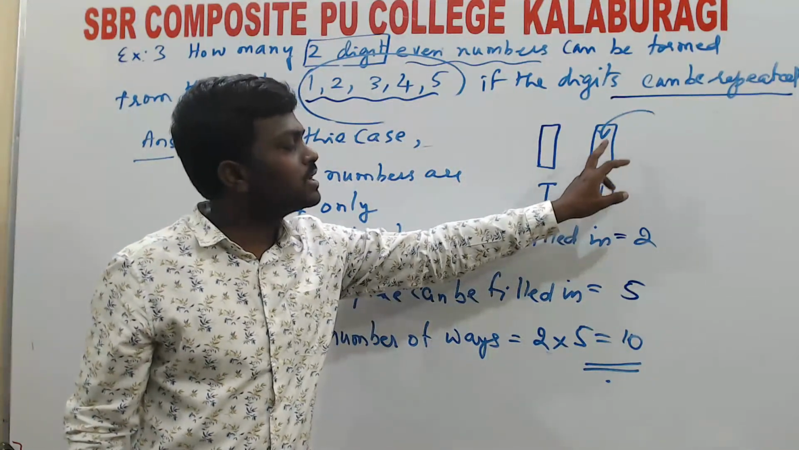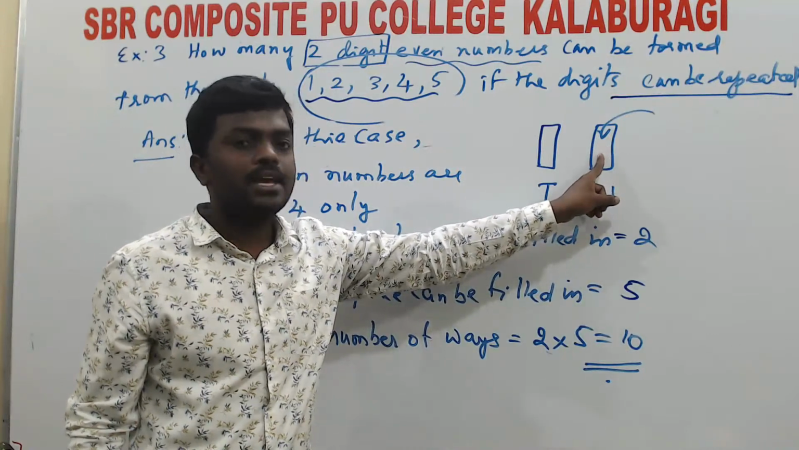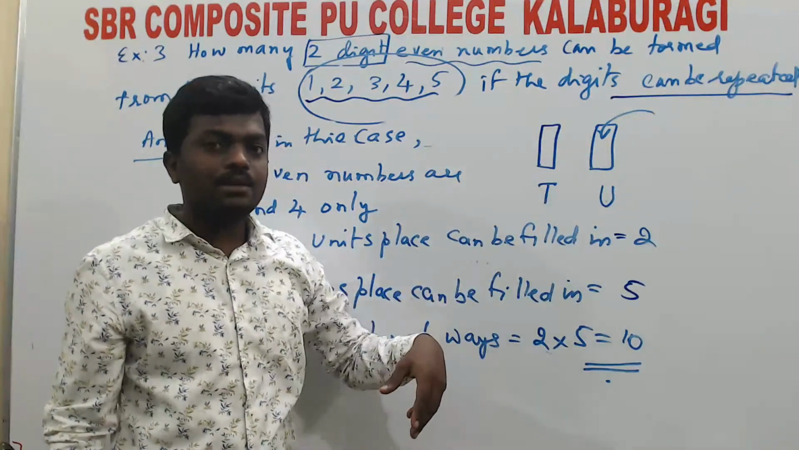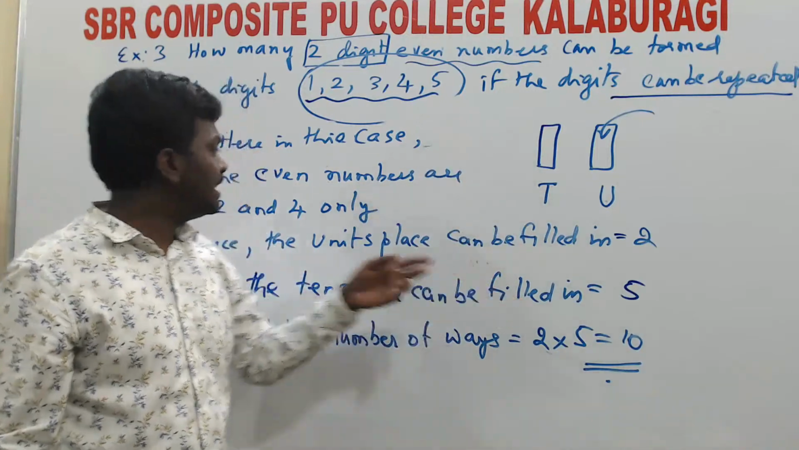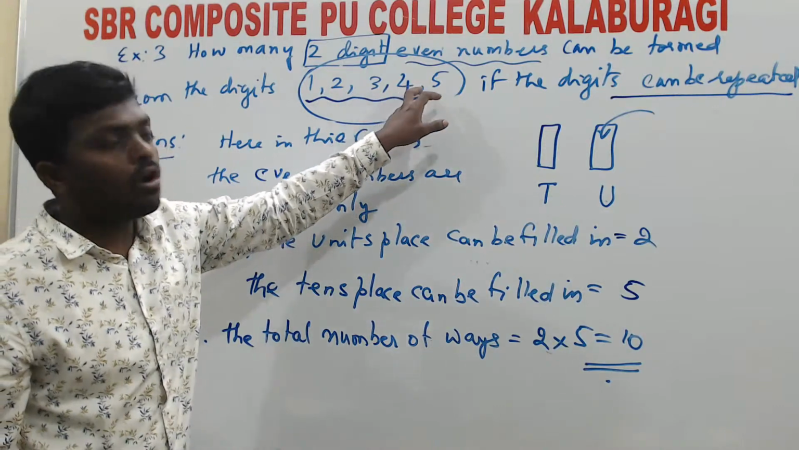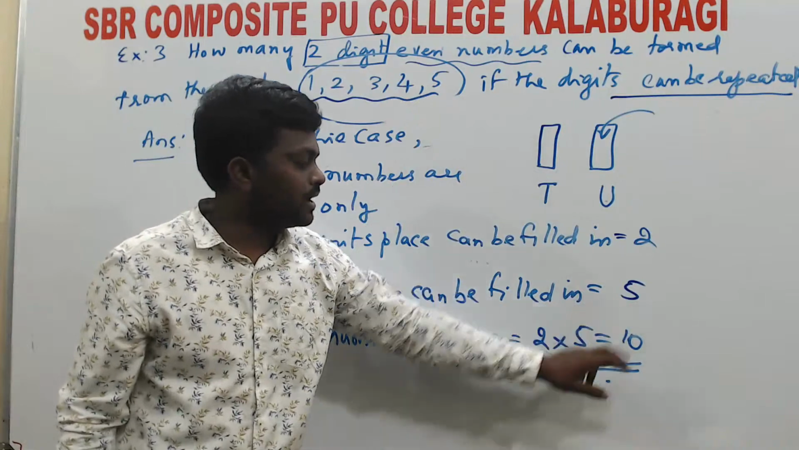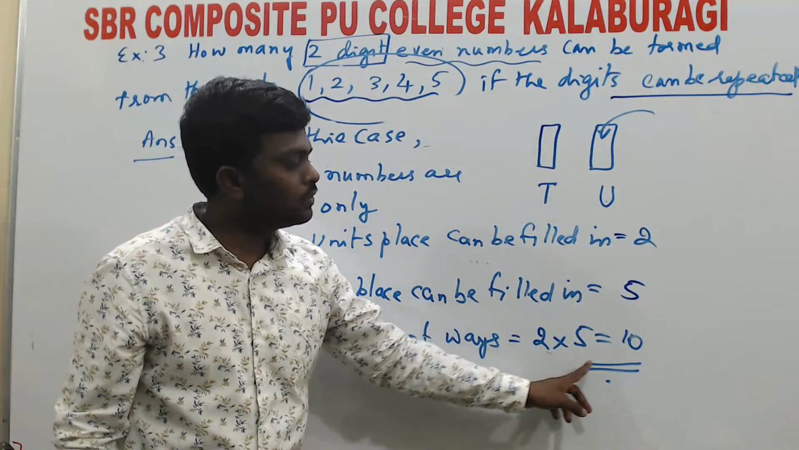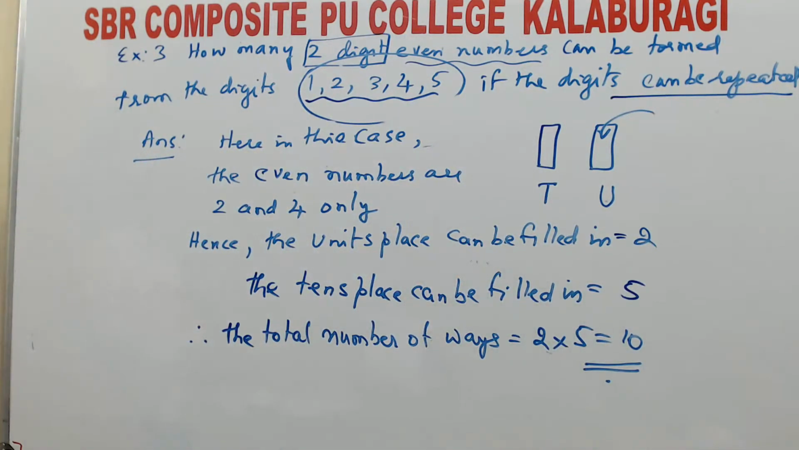So the units place will be filled by either 2 or 4. So to fill this units place, we have two options, right? So again, all the digits can be repeated. So the tens place can be filled by any of 1 or 2 or 3 or 4 or 5. So how many we have here? 5 options. So 5. Hence the total number of ways is equal to 2 into 5 equal to 10. Okay. So now let's see the next question.